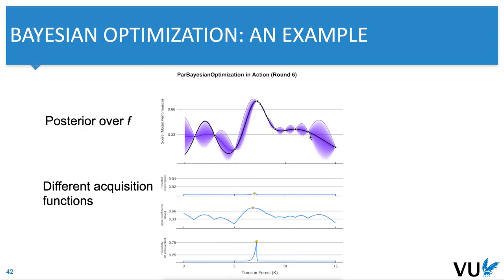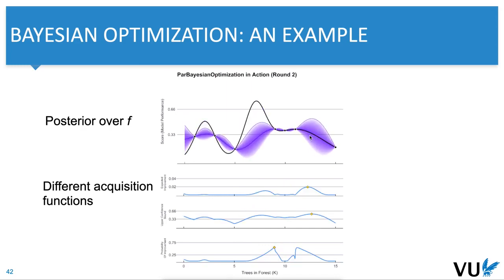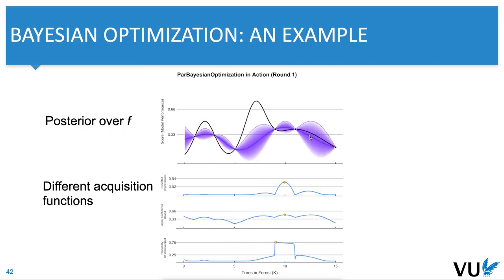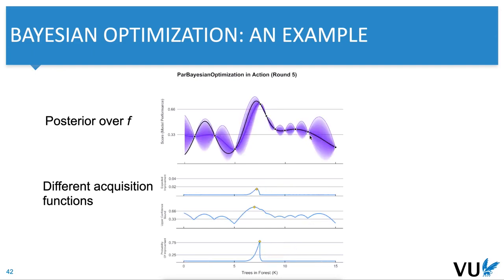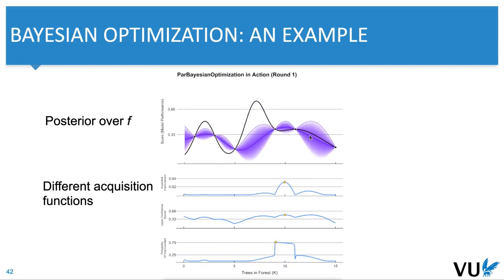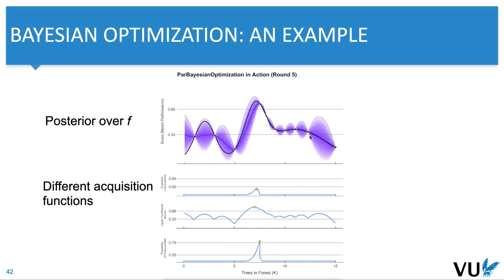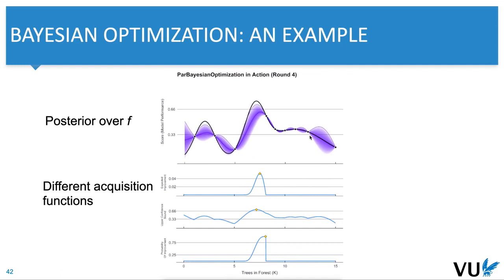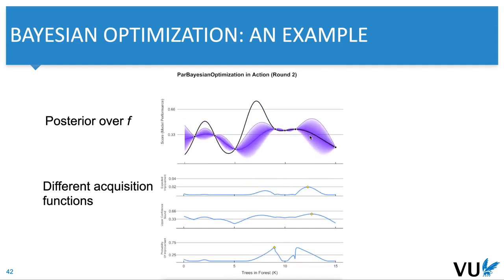Bayesian optimization is a very powerful tool. It has some drawbacks. For instance, the complexity grows cubically with respect to the number of observed points. So we cannot use too many observations for Bayesian optimization, but definitely this is one of the most powerful approaches known so far.